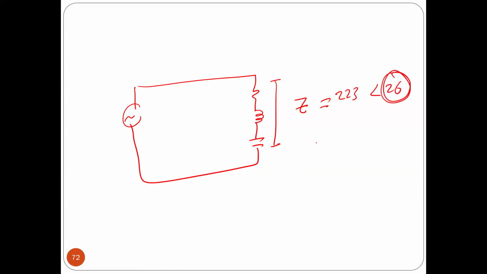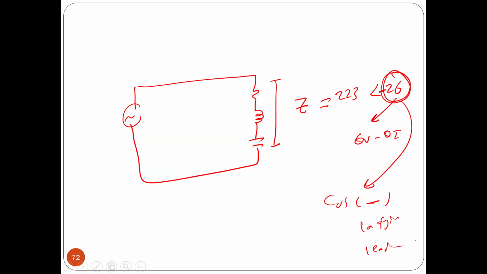That's what I'm looking for, 26, because 26 is actually theta V minus theta I. So all you have to do is take this angle and take the cosine of it. That's it. And if the angle is positive, you have to tell me it is lagging. If the angle is negative, you have to tell me it is leading. That's it. Okay? This is one way to do it.